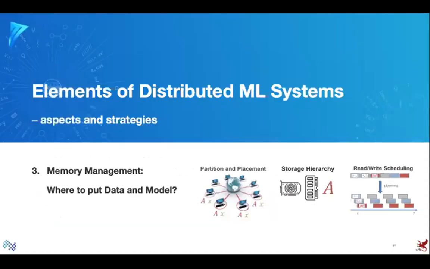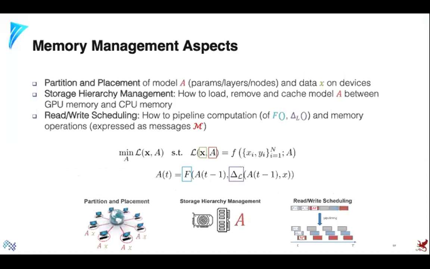Okay. All right. So the third and final aspect, memory management, concerns essentially where do we put the data and model on different devices or different storage subsystems within different computing devices. We have partition and placement, which is about how to divide or replicate model parameters A, as well as the intermediate states and data across different devices. Now, noting that models can be very large and may not fit in the memory of a single GPU device, how can we proactively load, remove, and cache the parameters A and intermediate states between memory systems?